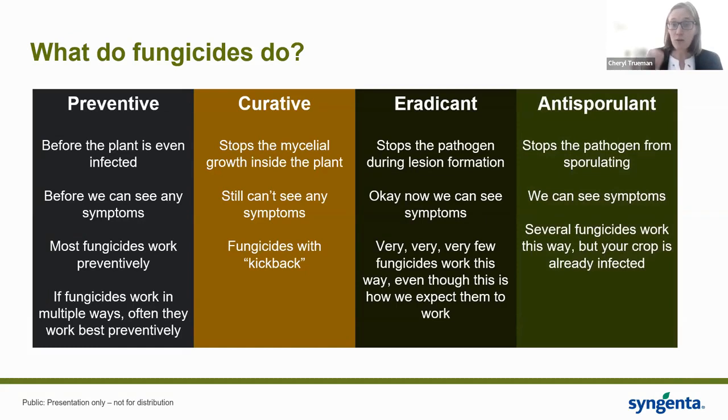And then the last category are fungicides that are anti-sporulants. So this means they stop the pathogen from sporulating. Sporulating is what happens when that fungus is reproducing and producing spores, so essentially producing like babies. Okay, then the fungicide is stopping that process. So we still see symptoms at this stage. Lots of fungicides work this way, but it's important to remember that your crop is already infected when that anti-sporulant activity is happening.